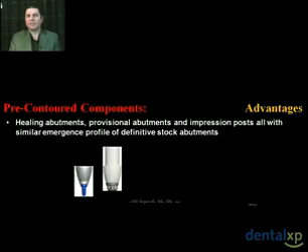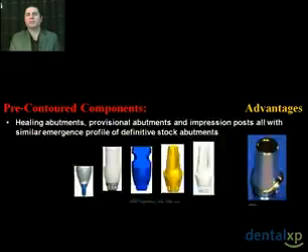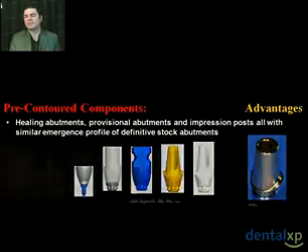A significant advantage with pre-contoured components is that the manufacturer can provide us, the clinician, healing abutments with the same contour as provisional abutments, with the same contour as impression post, also with similar emergence profiles as definitive abutments. Consequently, from the beginning of the restorative process to the end, we're utilising components that have the same contour. It facilitates the clinical process significantly.